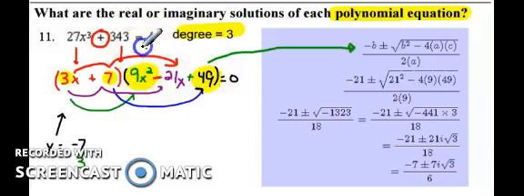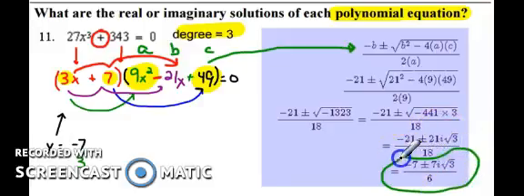So here's my A is 9. My B is negative 21. My C is 49. I plug it into the equation. That's how I got this solution. So at the very beginning, I said my degree was 3. We have to have 3 solutions. Here's 1. Then plus or minus, that gives me a total of 3.